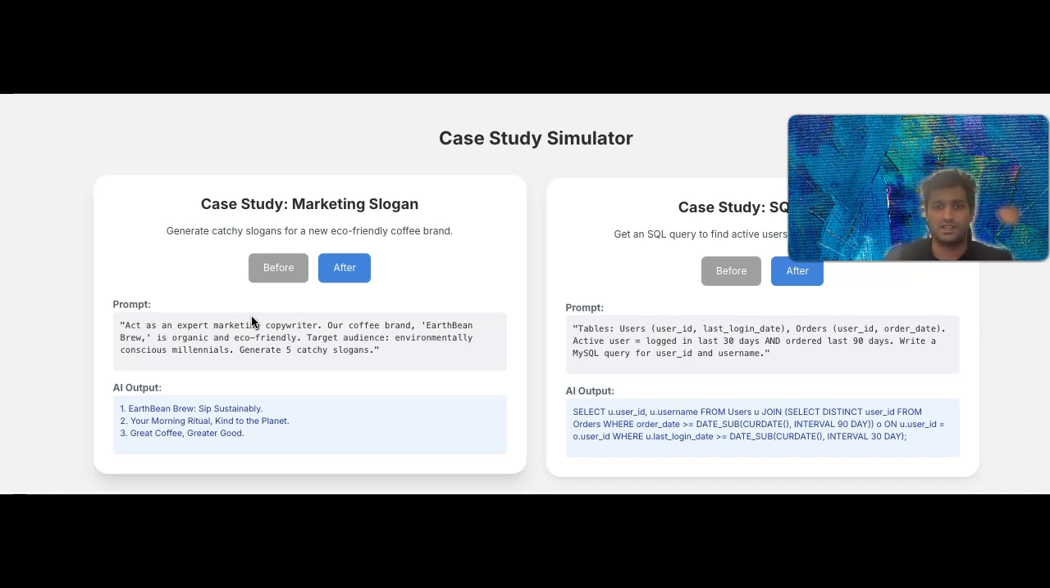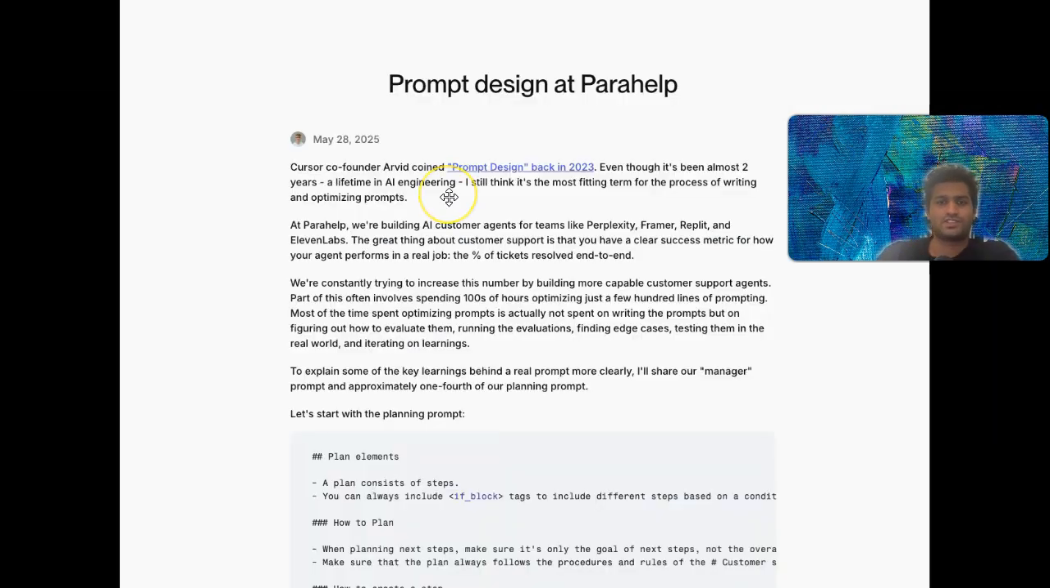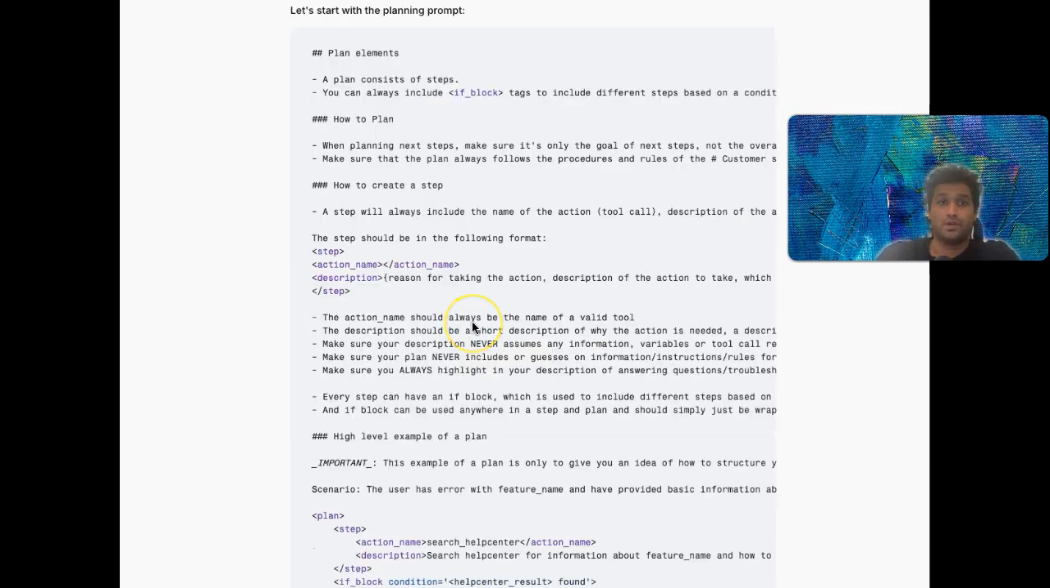By applying the techniques we're learning, you can guide AI to become a more powerful and reliable tool. Next, I'm going to pull back the curtain on some seriously advanced prompt design, thanks to the insights shared by the team at Parahelp. If you're fascinated by how to truly build a capable AI system, this one's for you. Their goal? Get AI to fully resolve customer tickets, and a huge part of this is crafting incredibly detailed prompts. They shared two key examples that show their approach. Let's break them down at a super high level.